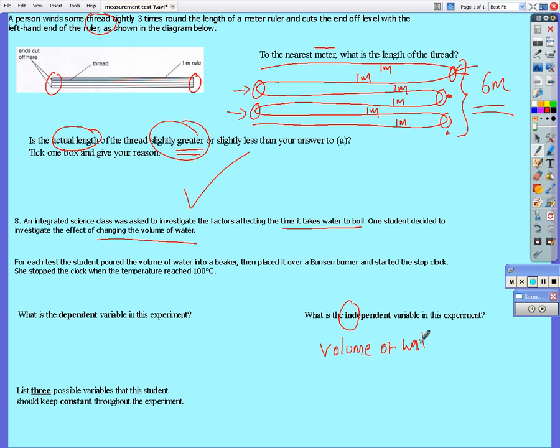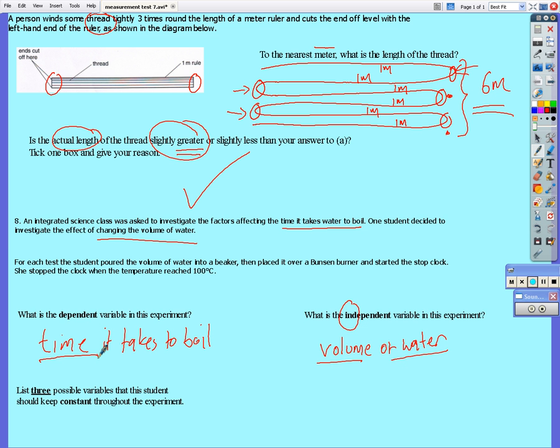Don't just say water, be specific. Don't just say volume, be specific. It's the volume of water. Okay? And what are you measuring? What depends on the volume of water? Well, the time. But not just the time, the time it takes to boil. So that's your dependent variable.